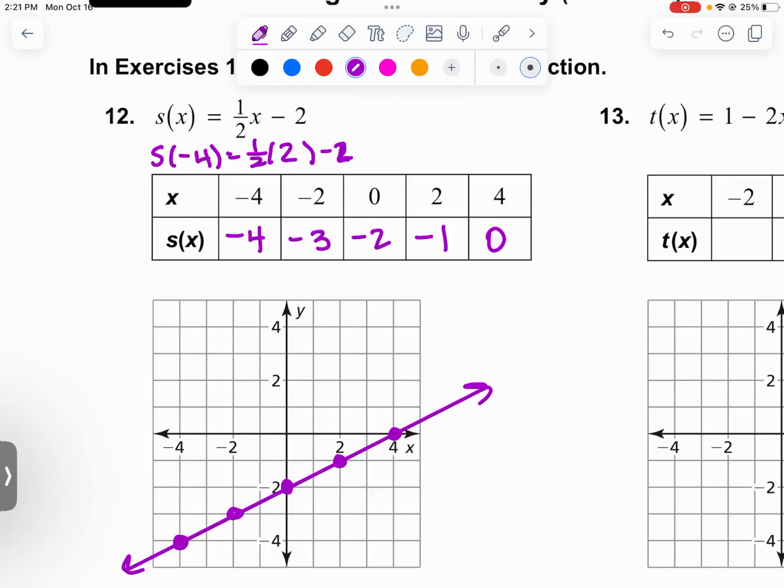So I gave you all of these. And what we do is we put them in for X. So like here, I plug 2 in for X. 1/2 times 2 minus 2 is going to give us -1. Are you with me? Okay.